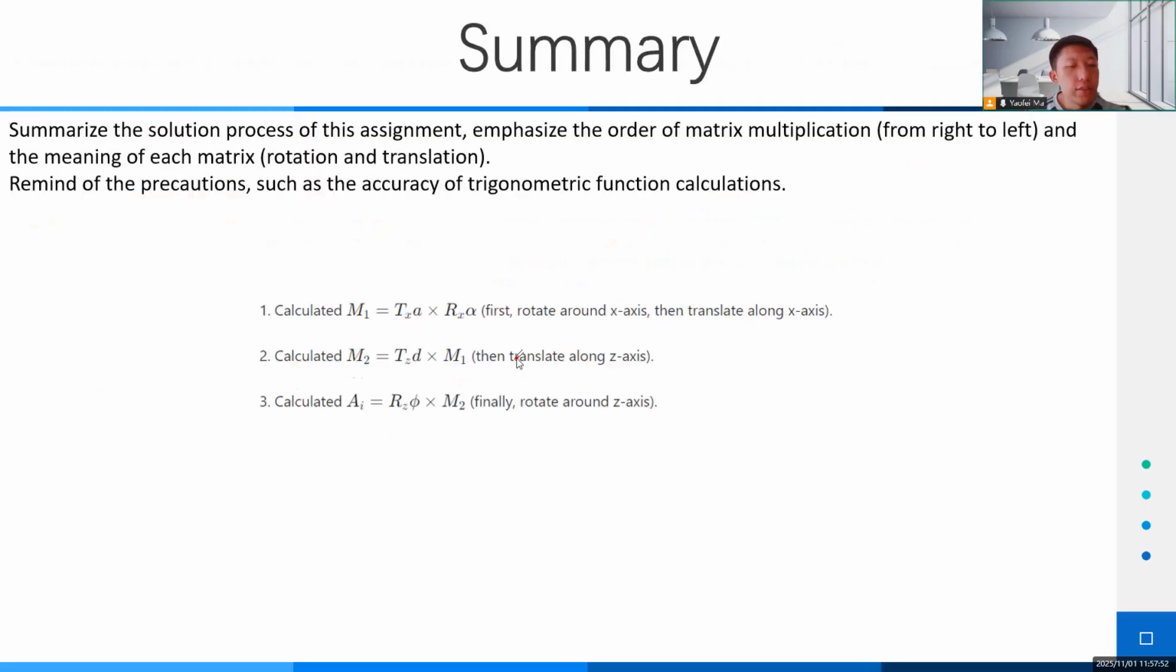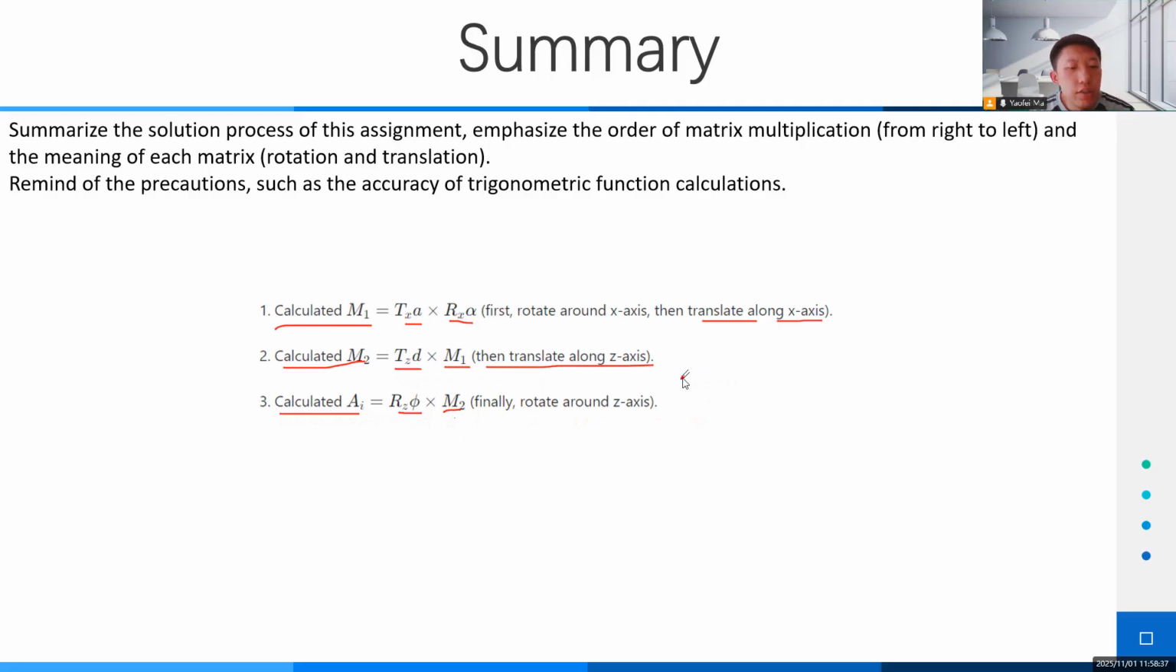Let's summarize the whole process to find A_i. We follow three main steps. Calculate M1, which is Tx(a) multiplied by Rx(alpha): first rotate around the x-axis, then translate along x. Calculate M2, which is Tz(d) multiplied by M1, then translate along z. Calculate A_i, which is Rz(phi) multiplied by M2, finally rotate around z.